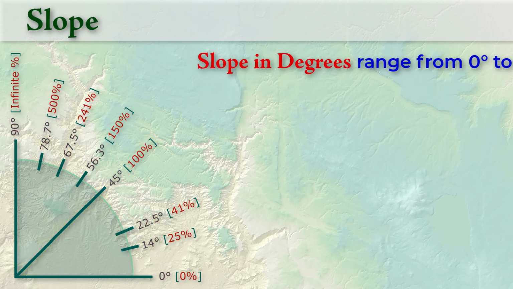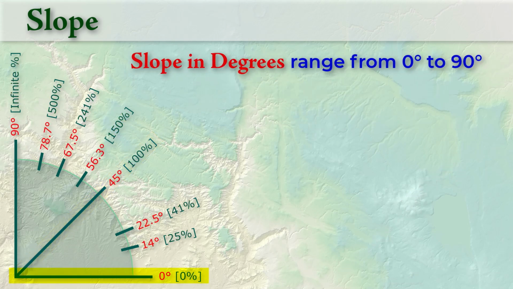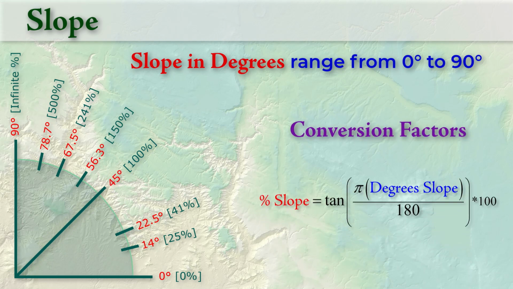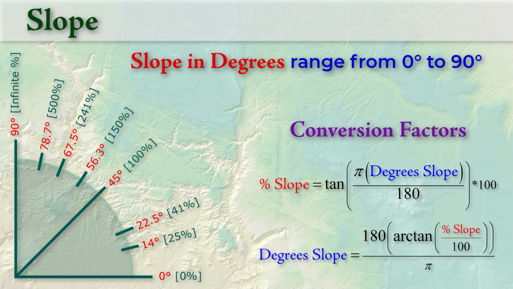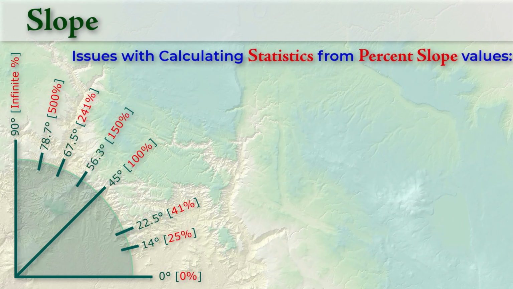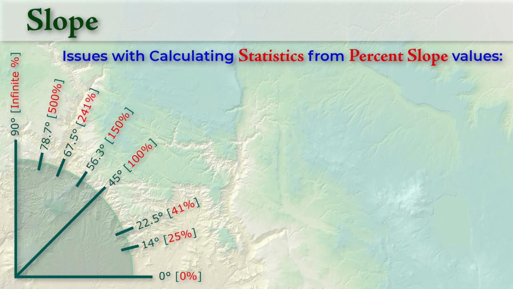Slope in degrees, on the other hand, ranges from 0 degrees for perfectly flat up to 90 degrees for perfectly vertical. Now notice that a 45-degree slope is equivalent to a 100% slope, where the rise is equal to the run. Now it's not too difficult to convert between these two units, but it does take a little trigonometry. These equations will do it, and they're also in your lecture slide notes if you want to look them up and copy them.